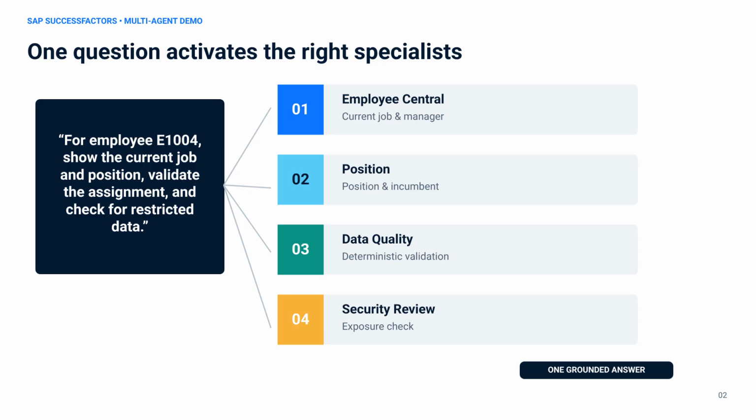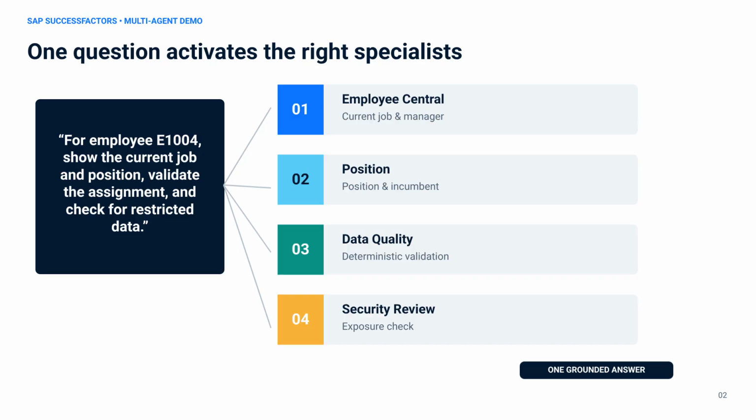First, the Employee Central agent retrieves the employee's current job information and manager relationship. Second, the Position Management agent retrieves the assigned position, its status, and the incumbent information. Third, the Data Quality agent performs deterministic validation. For example, it can check whether the employee's job assignment is consistent with the assigned position. Finally, the Security Review agent checks the proposed response for possible restricted data exposure. The HR Orchestrator coordinates these activities and combines the permitted evidence into one grounded answer.